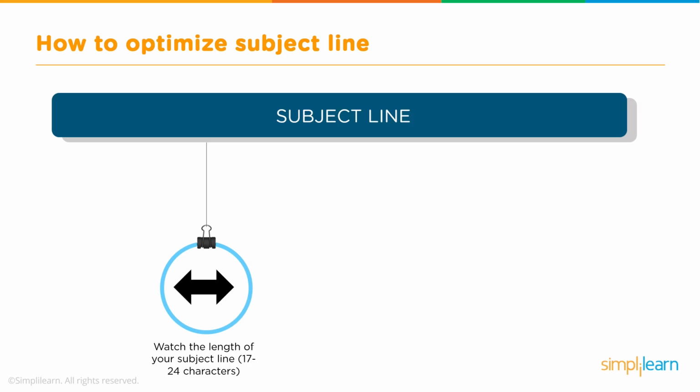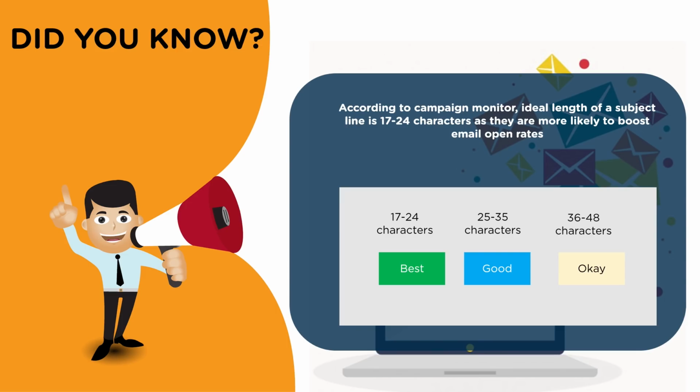So how to optimize that subject line? Well, watch the length of your subject line. You want to be conscious of character counts. So 17 to 24 characters. You want to keep it short, succinct, and to the point, but personalized with an emoji, with initial caps on each word to make it stand out. But you have to do that within 17 and 24 characters. So according to Campaign Monitor, the ideal length of a subject line is up to 24 characters, and they're more likely to boost those email rates. Okay, so keep it short, but make it impactful, make it personalized like I mentioned before.